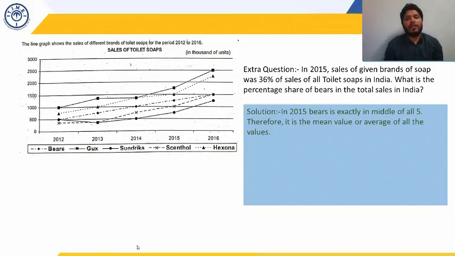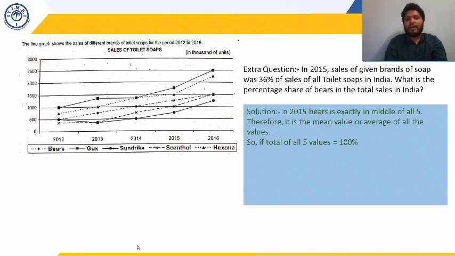Whatever the mean is, that would be the average, the middle value. So the middle value is the sales of beers, which is what is asked. Indirectly they are asking us the average of all the values. If the sales of all the values is assumed to be 100%, then the sum of the sales of all the 5 brands is going to be 100%.